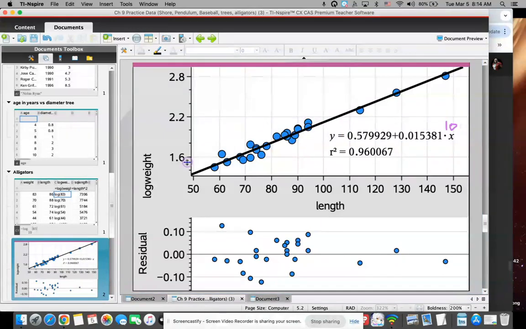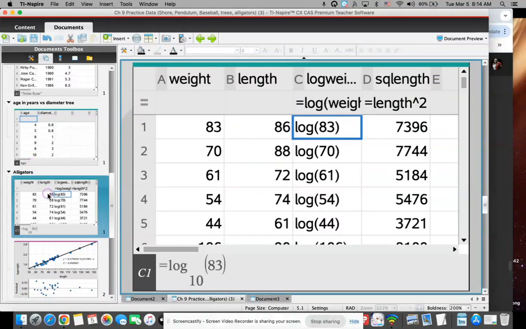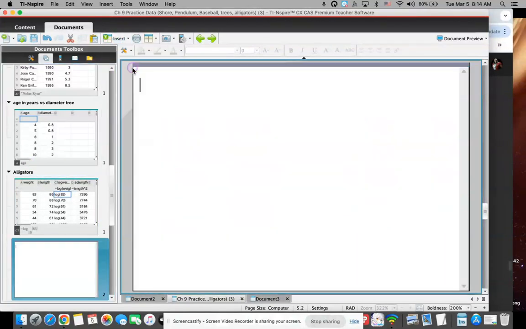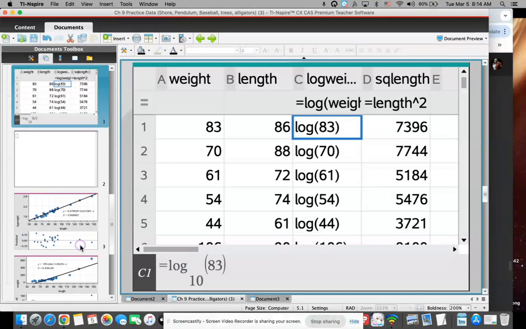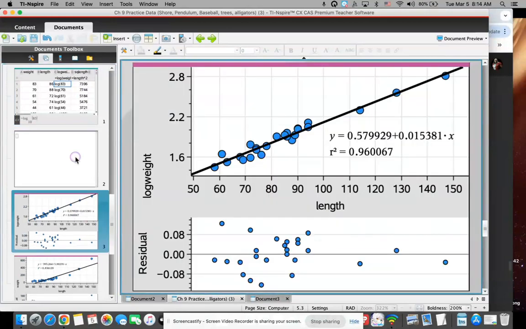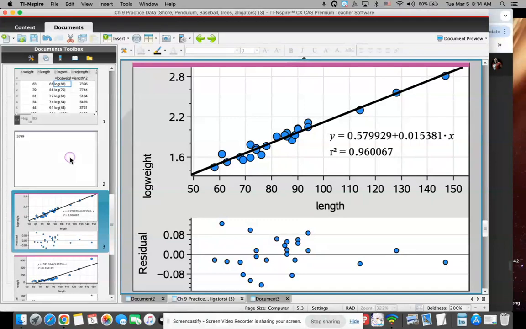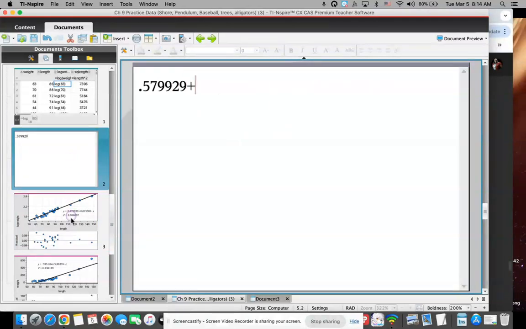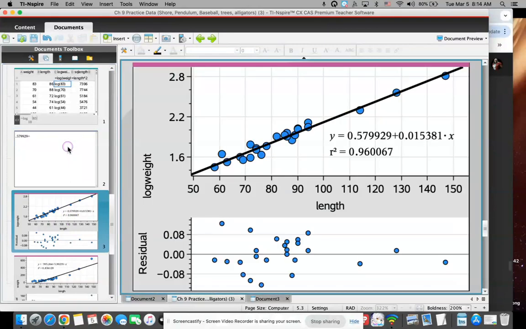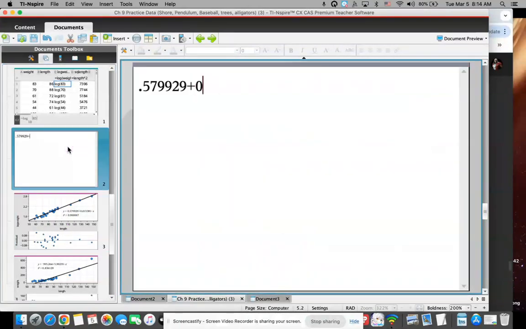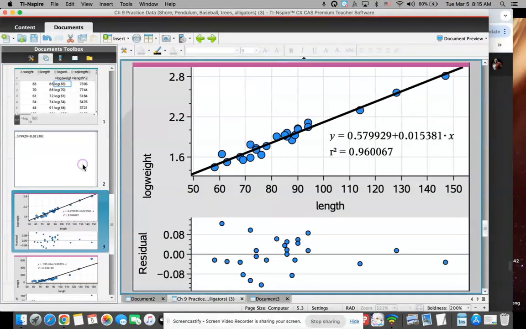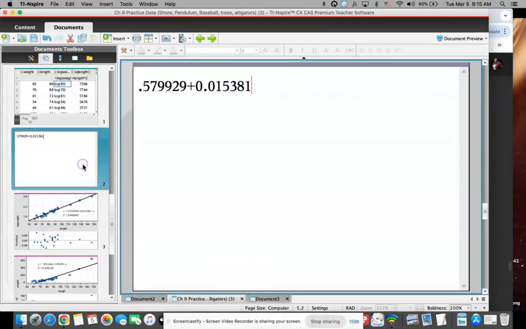All right, we could try it out on something if we wanted. Let me put in a calculator page. This will be the last thing I do for this. So we had 0.5799 29 plus 0.015381. Okay, I think I got it.